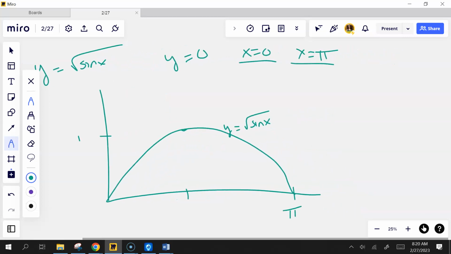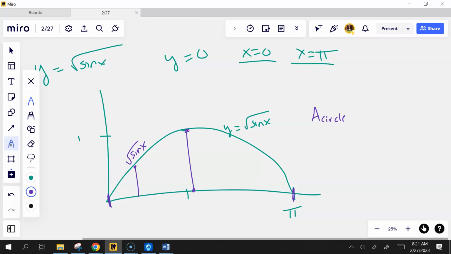So let's find the area. Remember, I'm looking for the area of just one circle because then I'm going to integrate that from 0 to pi, and that's going to give me the volume that's rotated around. So this distance is what? Well, right there, but what about right here? Square root of sine x. And that is what on my circle? The radius of the circle.